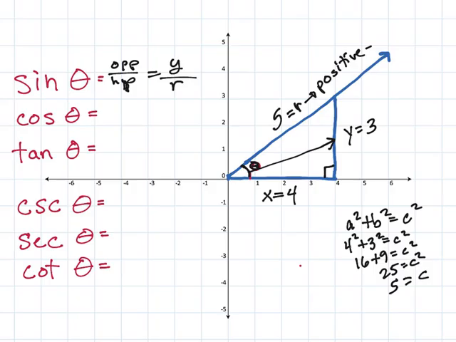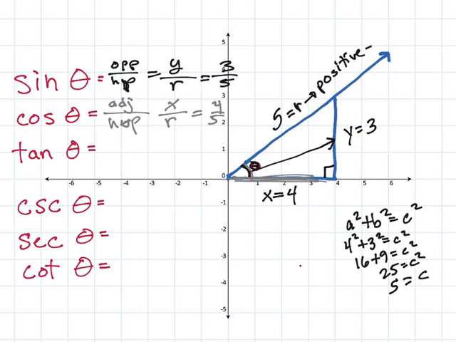For cosine, cosine is adjacent over the hypotenuse. So the side adjacent is the x, and the hypotenuse, again, is r. I guess we could also do these in numeric. So the sine would be 3 over 5, and the cosine would be 4 over 5. Sometimes numeric examples help as well.